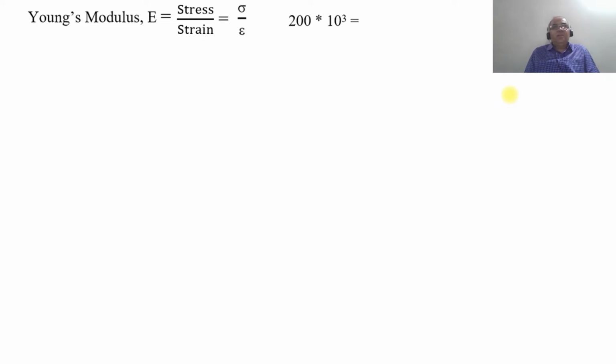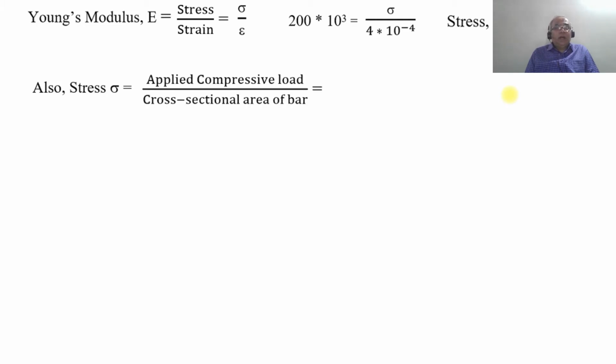Substitute the value of Young's modulus, which is 200 into 10 to the power of 3, equal to sigma divided by 4 into 10 to the power of minus 4. On simplification, the stress will be equal to 80 Newton per mm square. Also, what is stress? Stress is nothing but the applied compressive load by the cross-sectional area of the bar, that is equal to P by A.